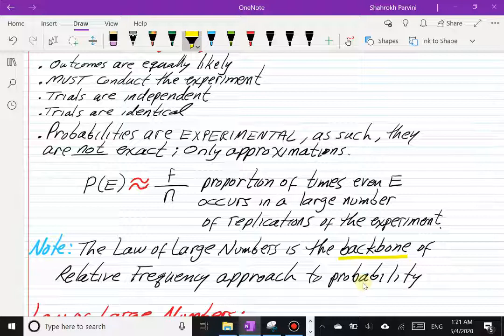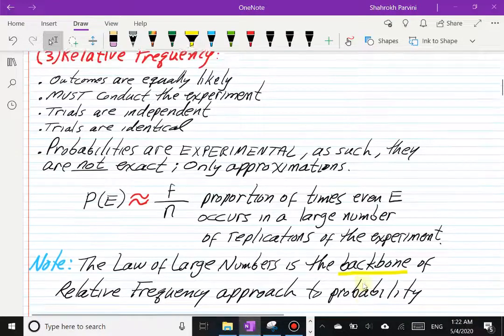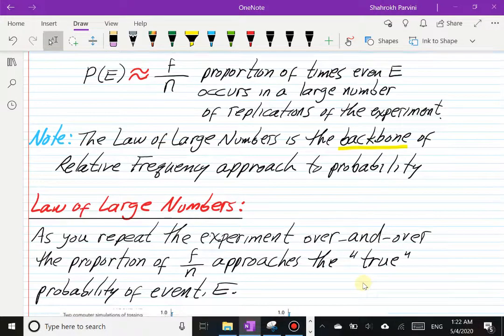Okay, and look at, let's say, the records of businesses that have been open for 2 years, and look at how many of those have gone out of business. So again, this law of large numbers is what I call the pie in the sky for the relative frequency approach. Now, here's what the law of large numbers says. As you repeat the experiment over and over, the proportion, that ratio of F to N, approaches the true probability of event E. The true probability is what nobody knows when we conduct the experiment, by the way.